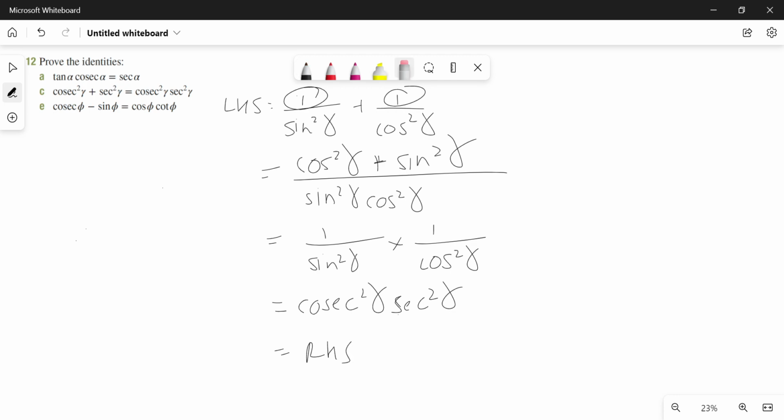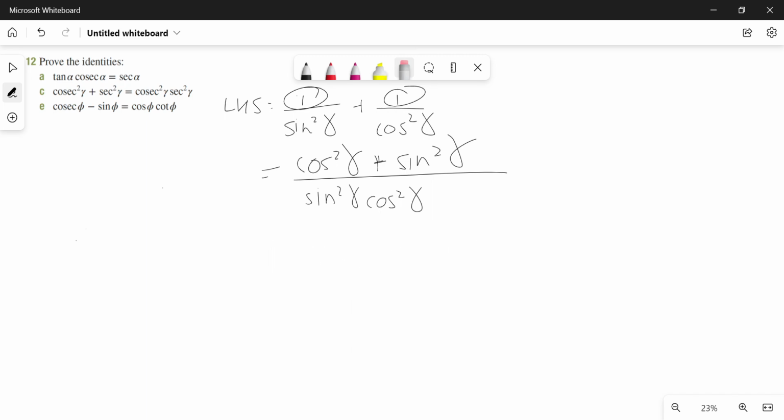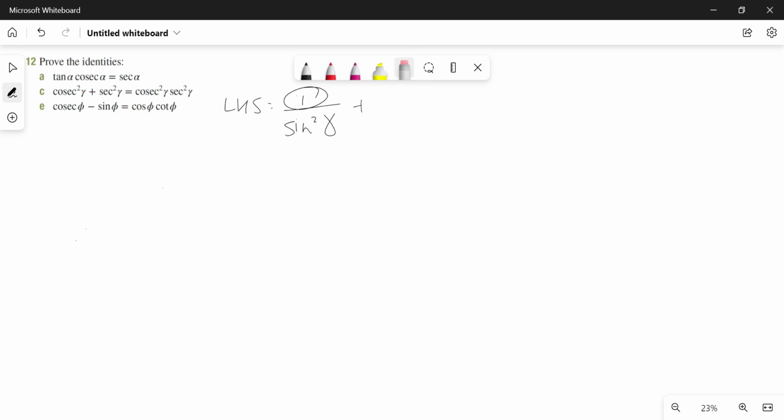So let's look at E. For E we've got cosec minus sine, and we have again just a product. So we're adding or subtracting, and we've just got a product on the other side. So we definitely want to either factorize out a common factor or make a common denominator. So cosec is 1 on sine. Let's make it theta. Sine theta is just sine theta.